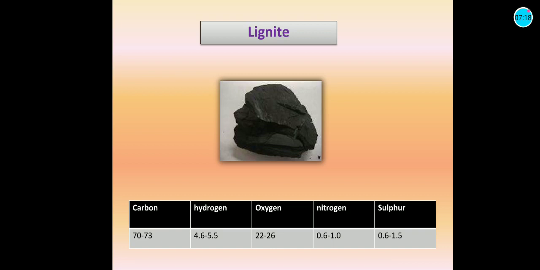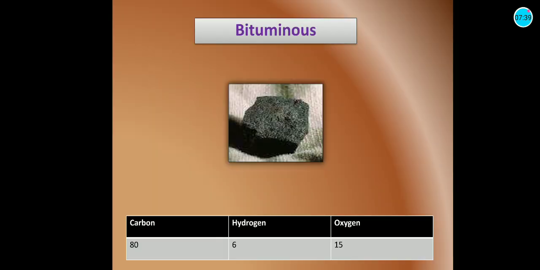Then lignite content. Carbon percentage is 70 to 75, hydrogen is 4.6 to 5.5, oxygen is 22 to 26, nitrogen is 0.6 to 1.0, and sulfur content is 0.6 to 1.5.